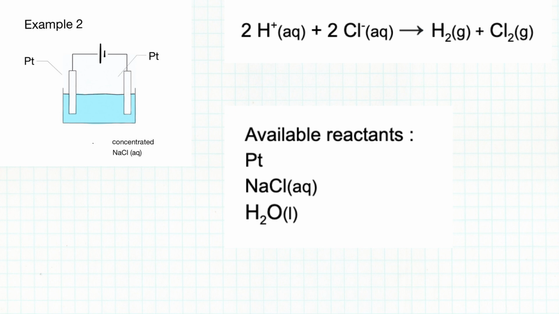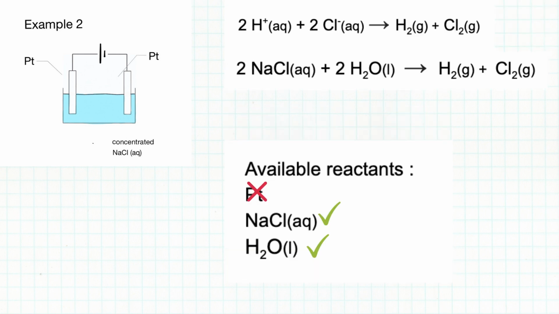Example 2. The reactants available are platinum electrodes, sodium chloride, and water. The ionic equation is 4H+ + 4Cl- yields H2 gas + Cl2 gas. And Cl- are ions. We are not allowed to write ions in chemical equations. These ions must be replaced by one of the available reactants. In this case, H+ is to be replaced by H2O. Cl- is to be replaced by NaCl.